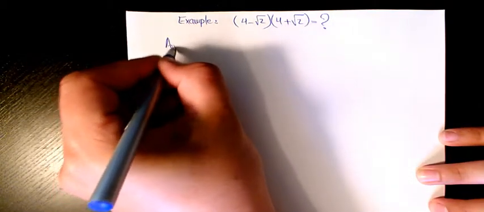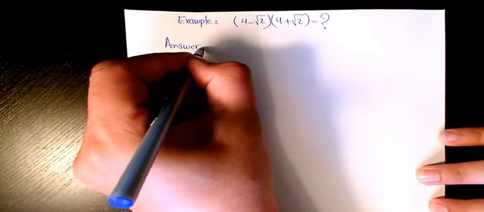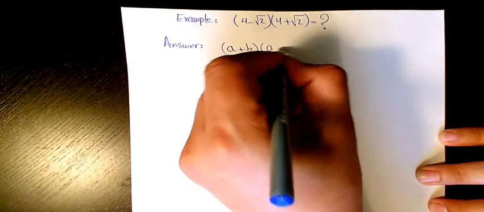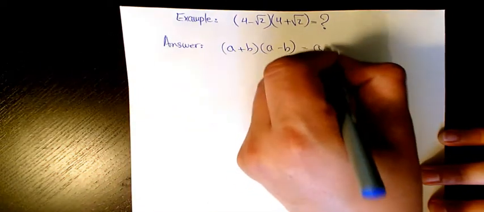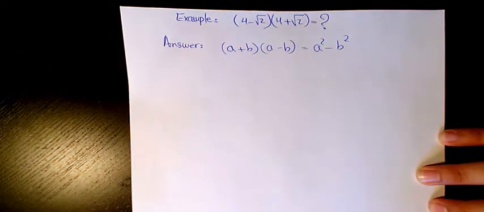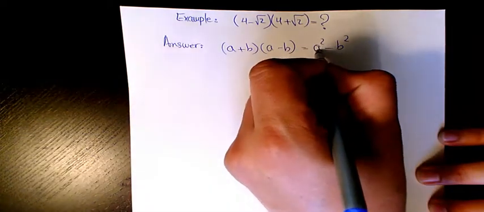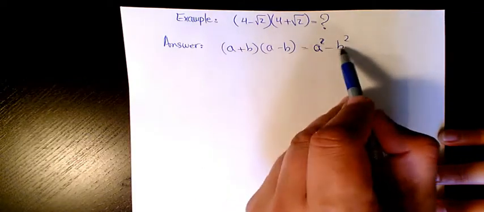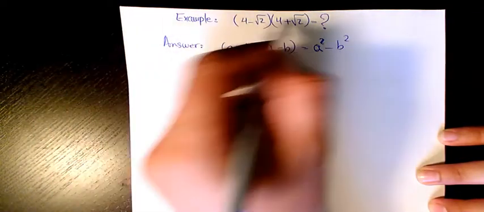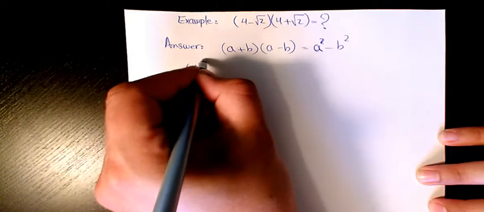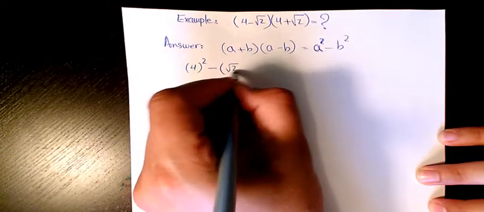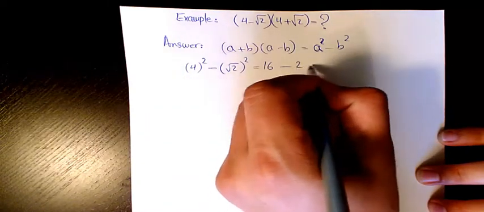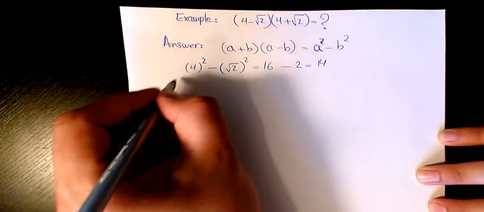If you remember, we explained in other videos, when we have a plus b times a minus b, we will have a squared minus b squared, which is the same as the difference of squares. So a plus b times a minus b is going to be a squared minus b squared. So we have the same thing here. It's going to be 4 squared minus root 2 squared. 4 squared is 16, root 2 squared is 2, and the answer is going to be 14.